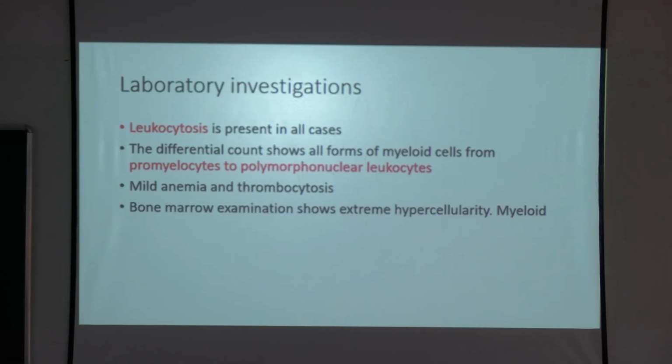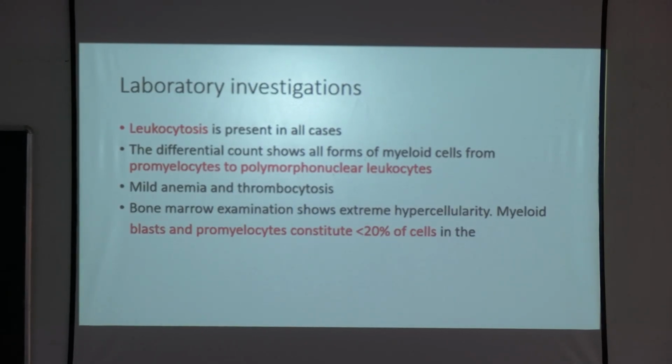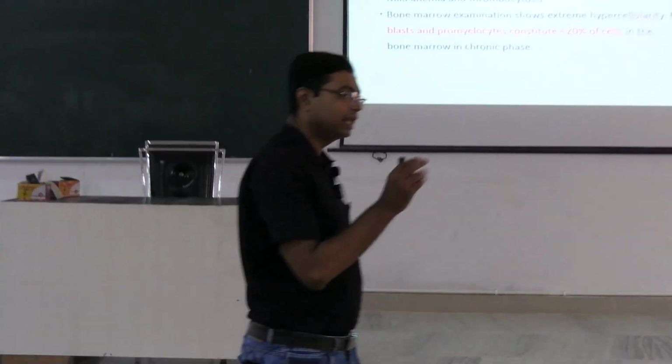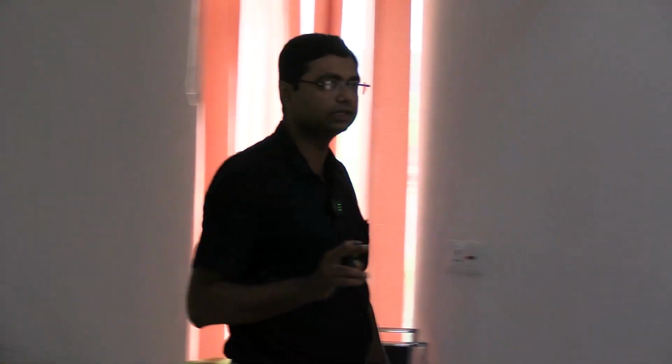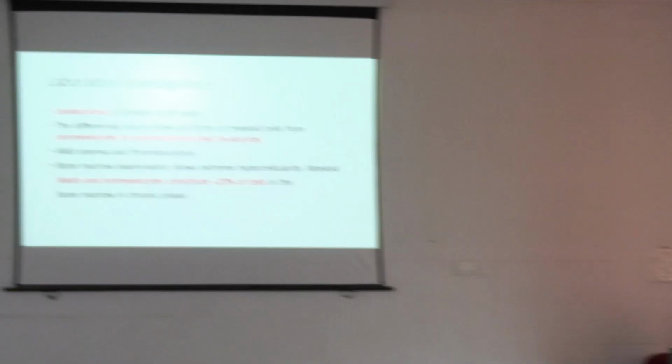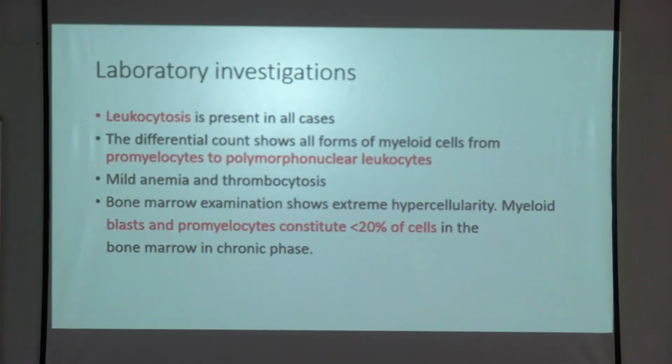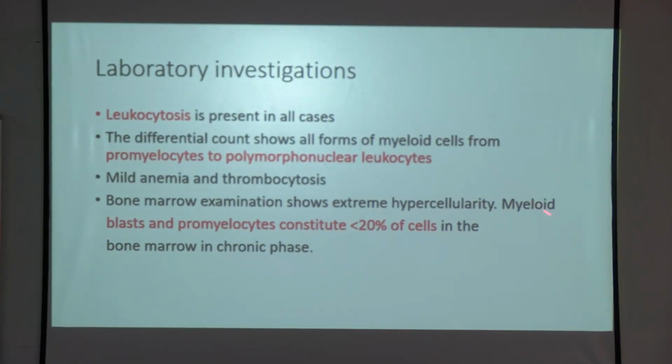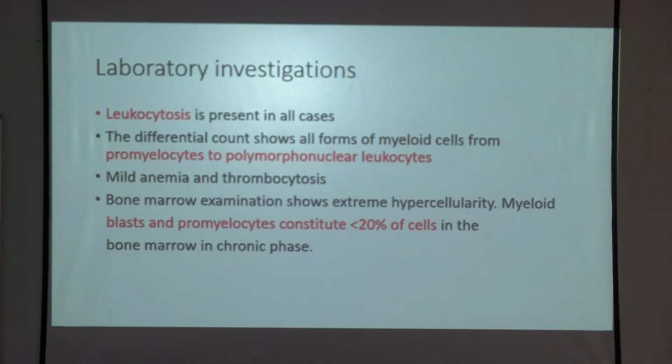There can be thrombocytosis. And bone marrow examination, which is the diagnostic test, shows extreme hypercellularity and you can see blasts, but the blast count would typically be less than 20%. In acute leukemia, what was the blast count percentage? To diagnose acute leukemia, what minimum blast count did we give? 25%. So in this case, the blast count should be less than 20% in the bone marrow in the chronic phase, and bone marrow examination is diagnostic.